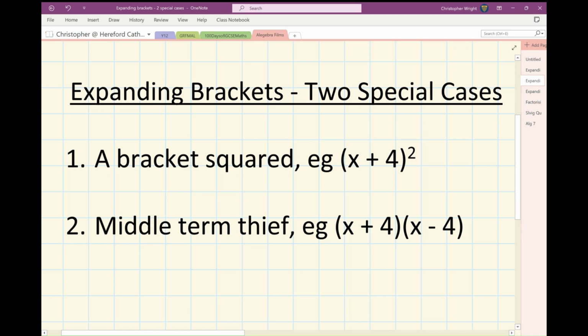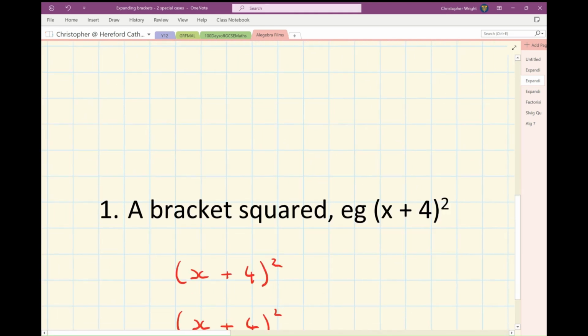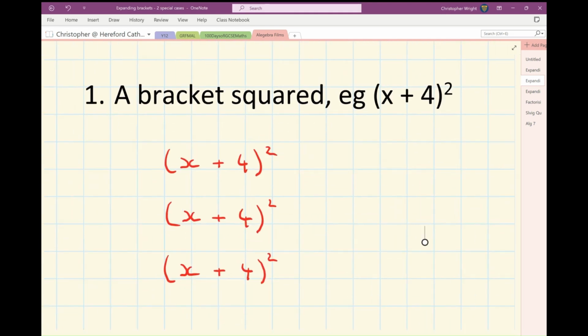Right here, in this film, I'm going to look at two special cases of expanding two brackets. First of all, when you square a bracket, and secondly, what I call the middle term thief, or you might have heard of as the difference between two squares or the difference of two squares. Let's have a look at the first special case, when you have a bracket squared.